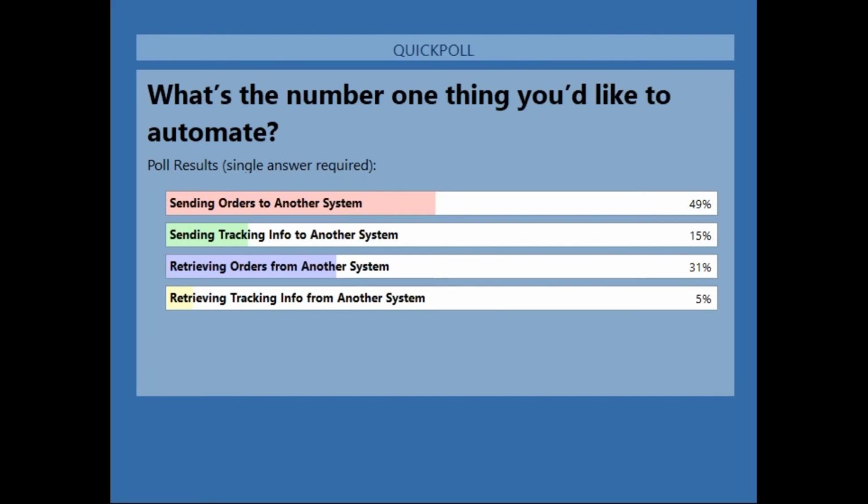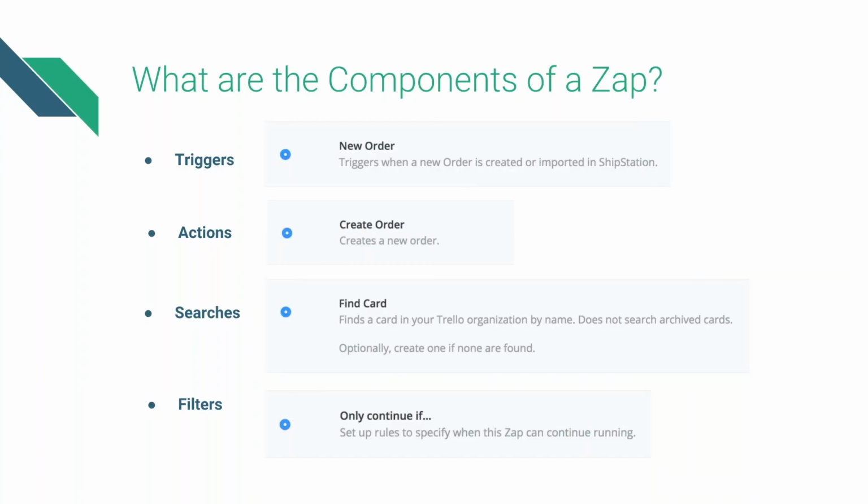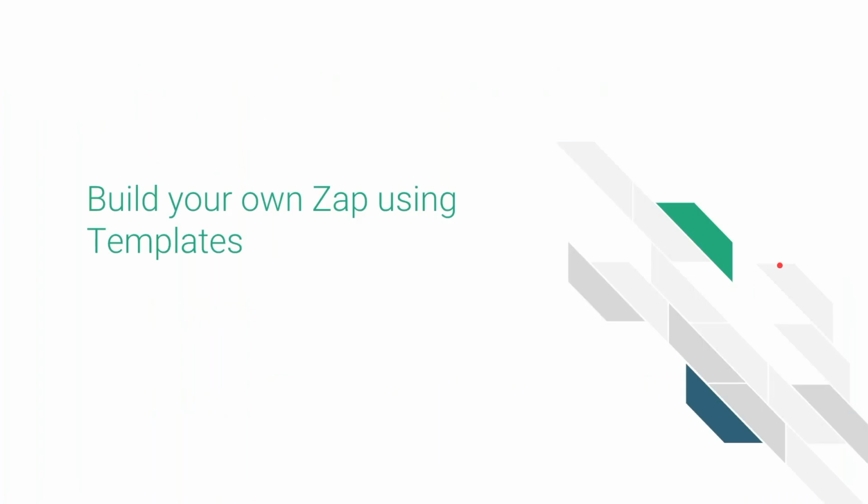All right, well, the poll results are up. Perfect, thank you. So the number one result here is sending orders to another system and then retrieving orders from another system. That's great. So sending orders to another system, that's actually perfect. We have a good use case that we can talk about here in just a second, where we're going to show you how to use a template to send an order to a Google spreadsheet. So that fits right in there.